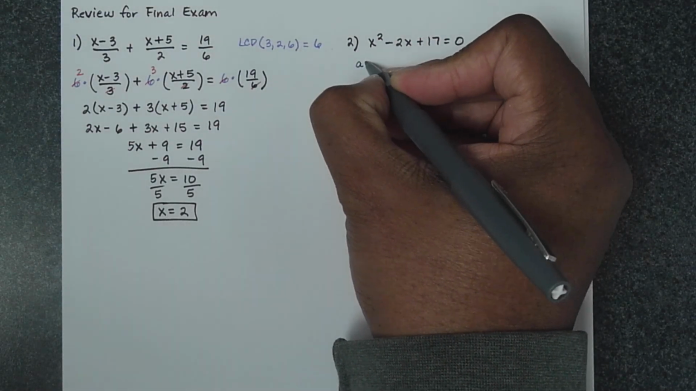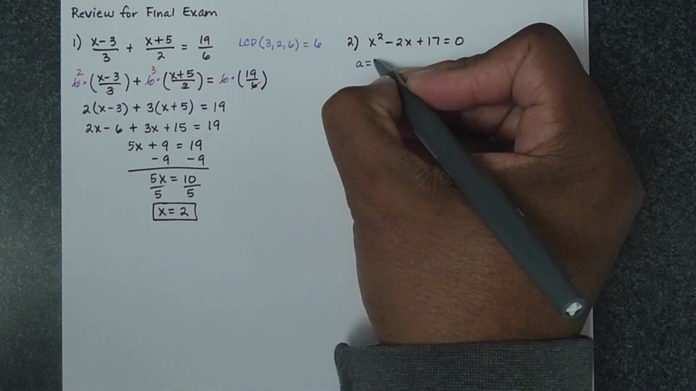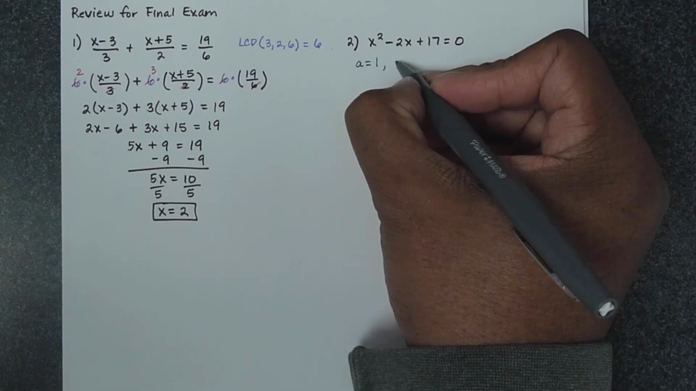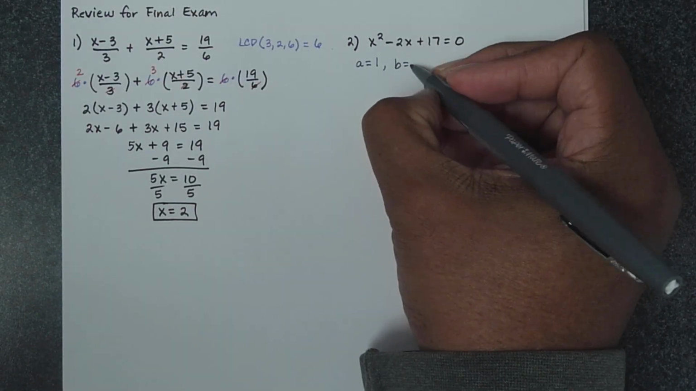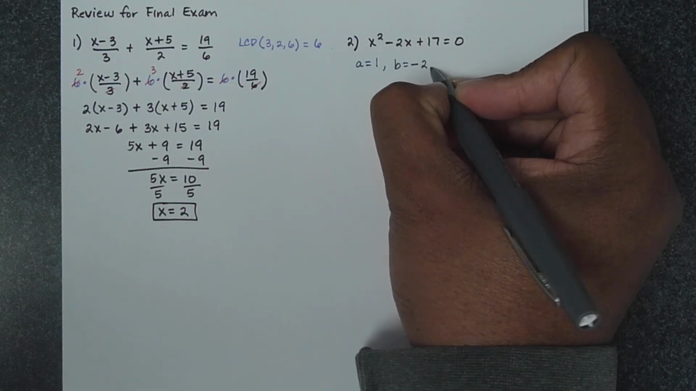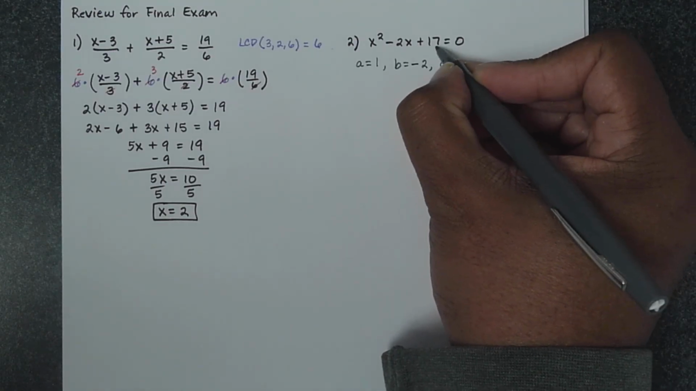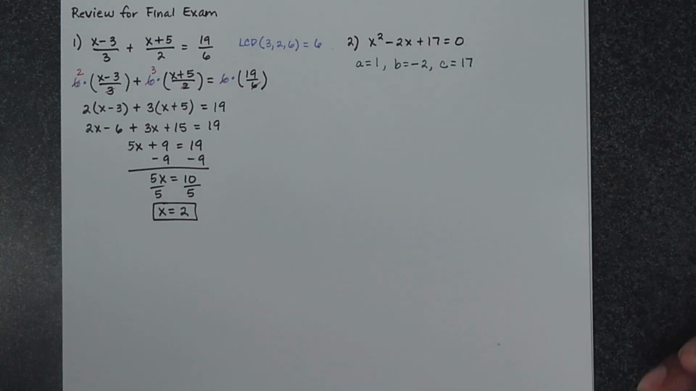The a is the coefficient of your x squared term. In this case, it's going to be 1. The b is the coefficient of the linear term, or x, which is -2. C is the constant term, 17.